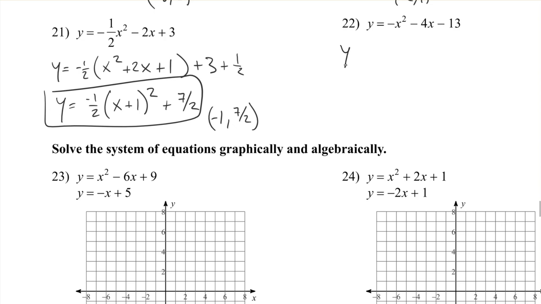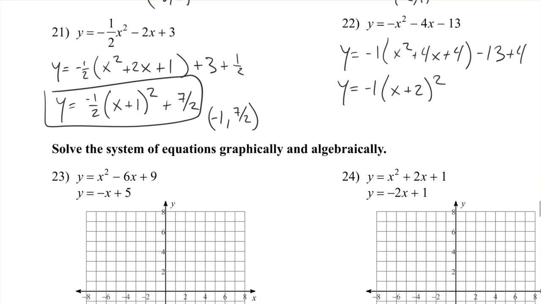Last one, factor out a -1. Y equals -1 times the quantity x squared plus 4x, because we factored out a -1, and then have that minus 13 out there. What's half of 4 again? 2. 2 squared makes 4, so we're adding 4, but we factored out a -1, so we're actually subtracting 4, so we want to add 4 out here. So y equals -1 times the quantity x plus 2 squared, and -13 minus 4 is -9. So our vertex is at -2, -9.